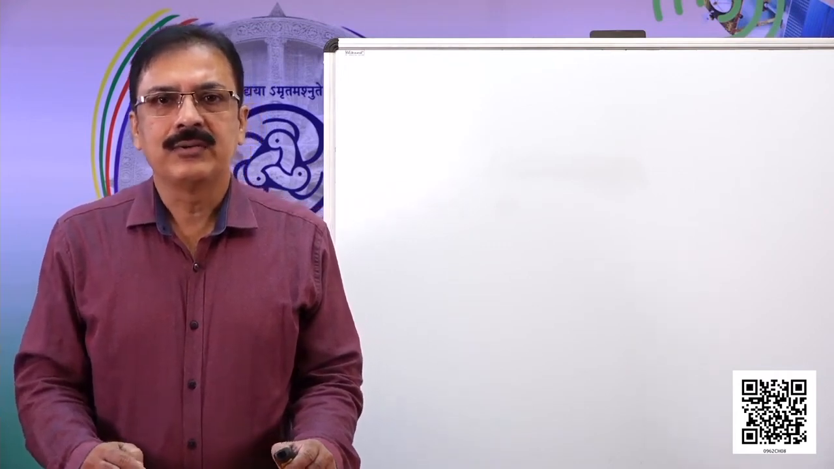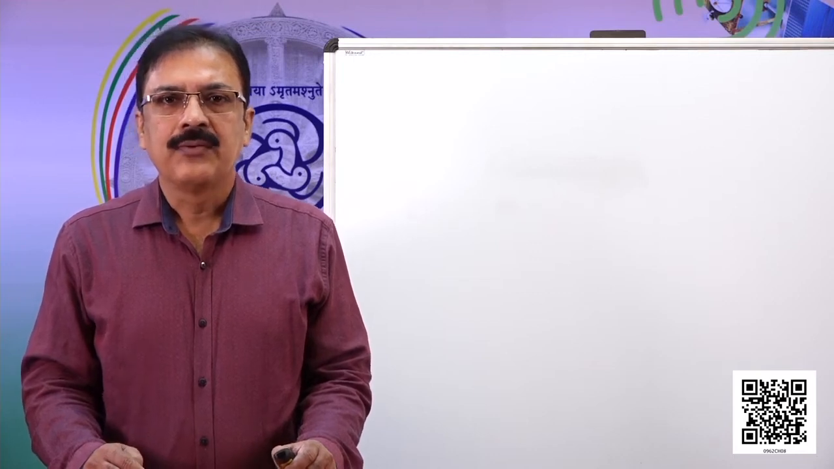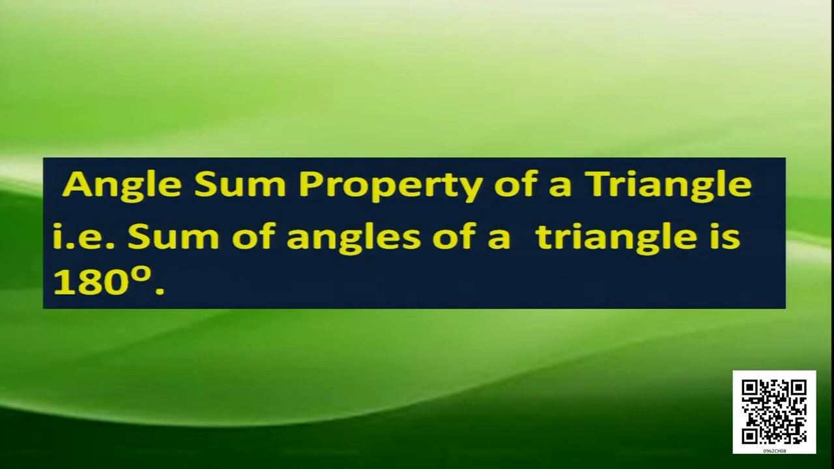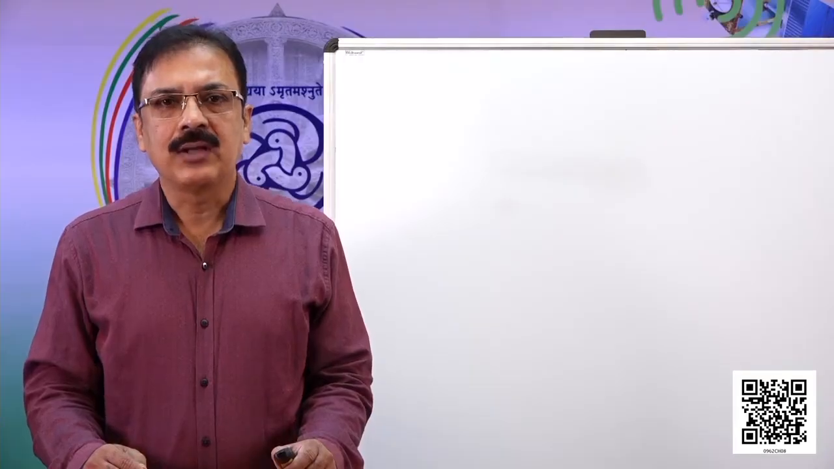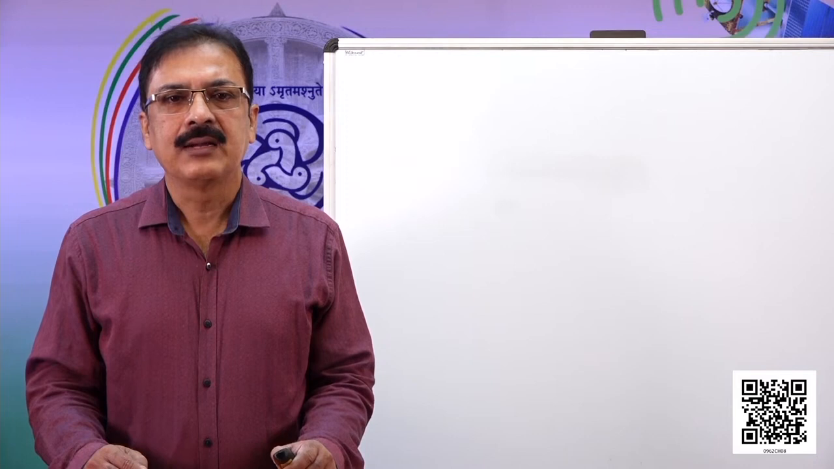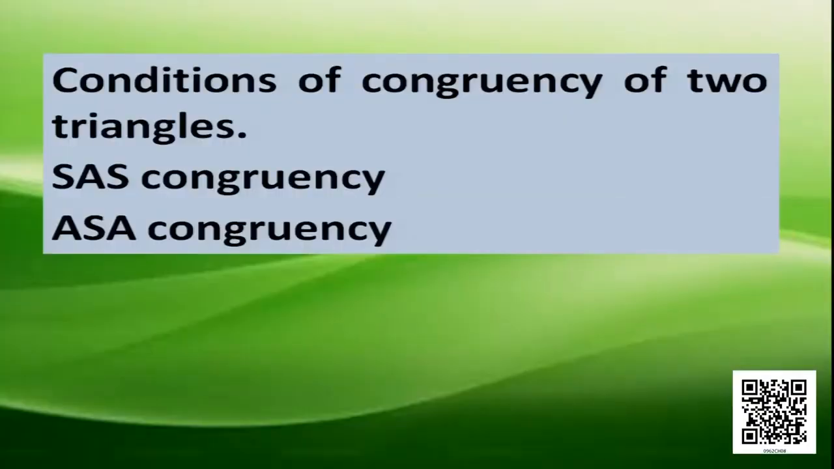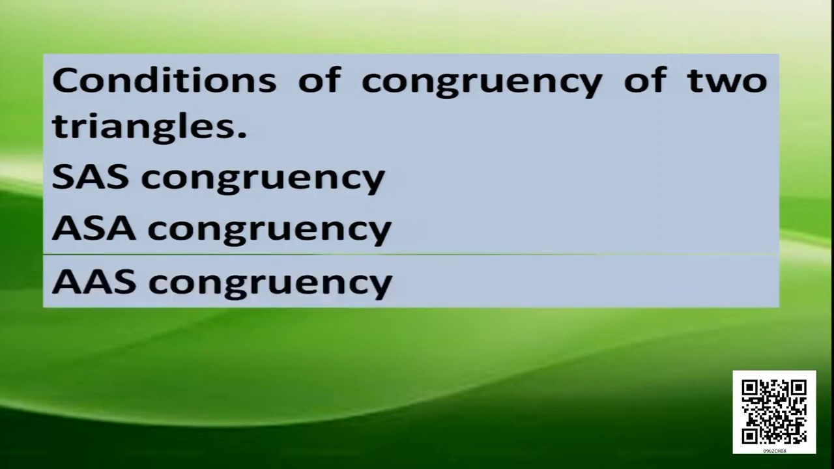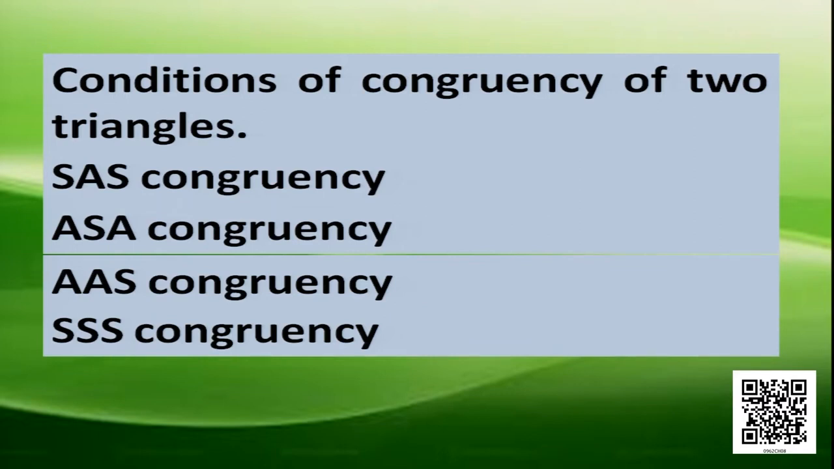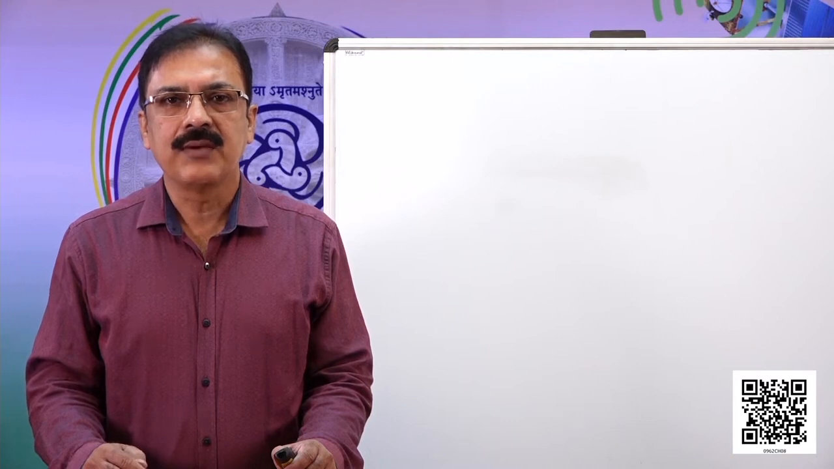Before going to read about quadrilaterals, let's see what we have learnt about triangles so far. We learnt the angle sum property of a triangle. What is that? That is, the sum of angles of a triangle is 180 degrees. And we studied congruency of triangles earlier: side angle side congruency, that is SAS congruency; angle side angle, that is ASA congruency; AAS, meaning angle angle side congruency; side side side, meaning SSS congruency; and right angle, hypotenuse and side congruency, that is RHS congruency. So these 5 types of congruency we have discussed earlier.